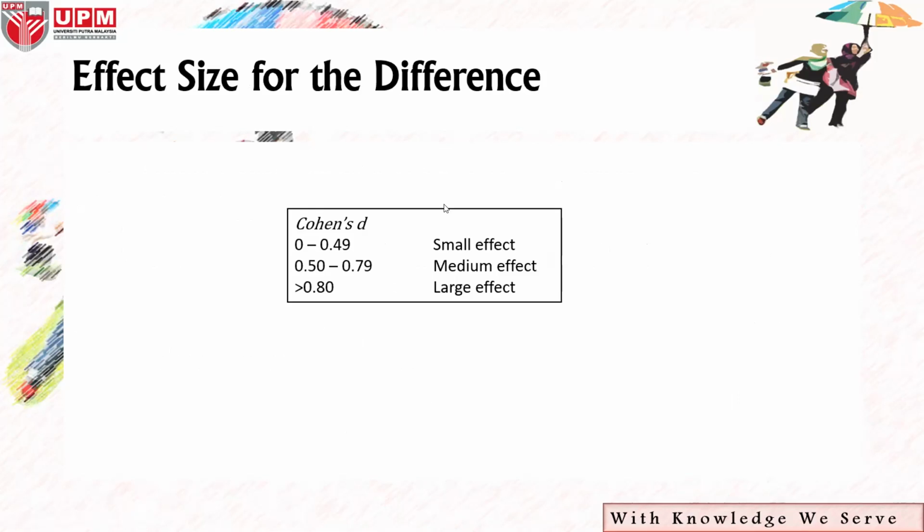Okay, so this is the effect size that we use if you want to measure the difference: Cohen's d. Cohen's d is the effect size for the difference. Based on Cohen, he divides the value according to three scales: 0 to 0.49 or lesser than 0.49 is small effect, 0.5 to 0.79 is medium, 0.8 and above is large effect size. So this is the scale given by Cohen.